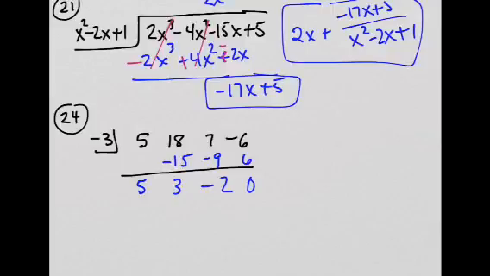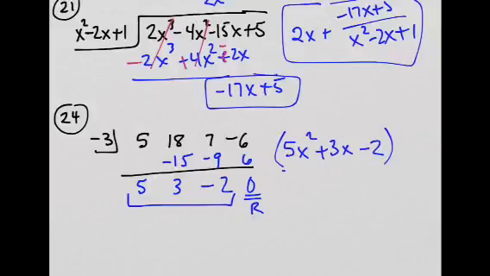Okay, so this is your remainder. Remainder is 0, so then it turns out that x plus 3 is a factor of the cubic function. And so your answer is 5x squared plus 3x minus 2. That's the other factor.